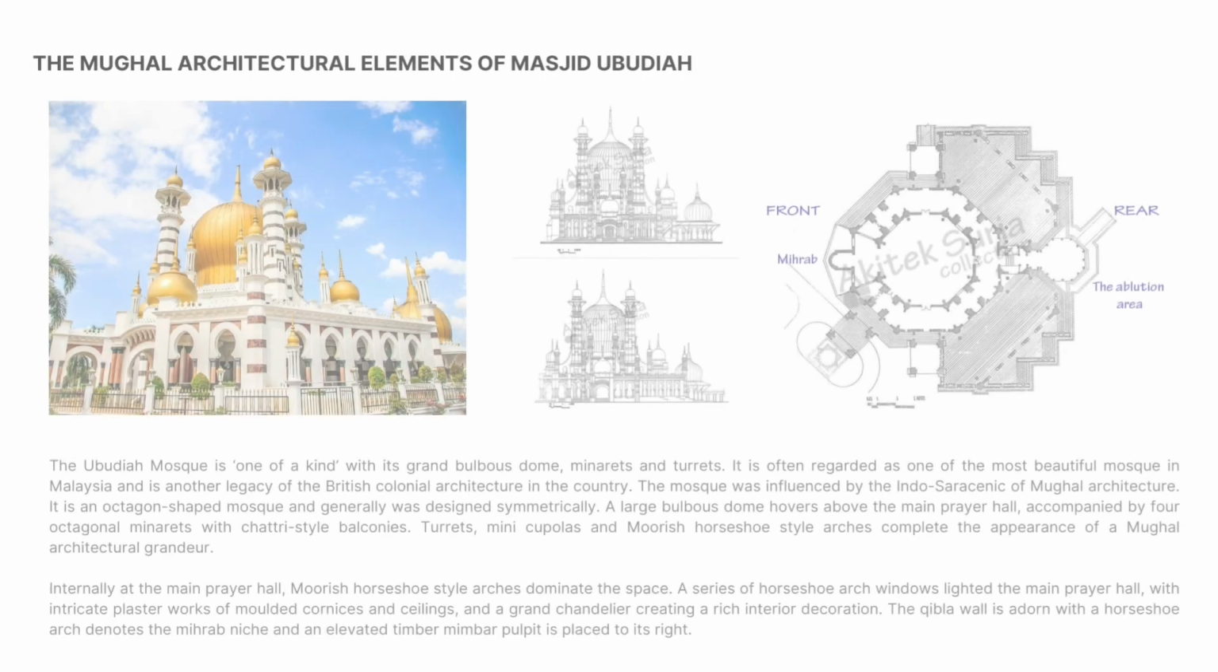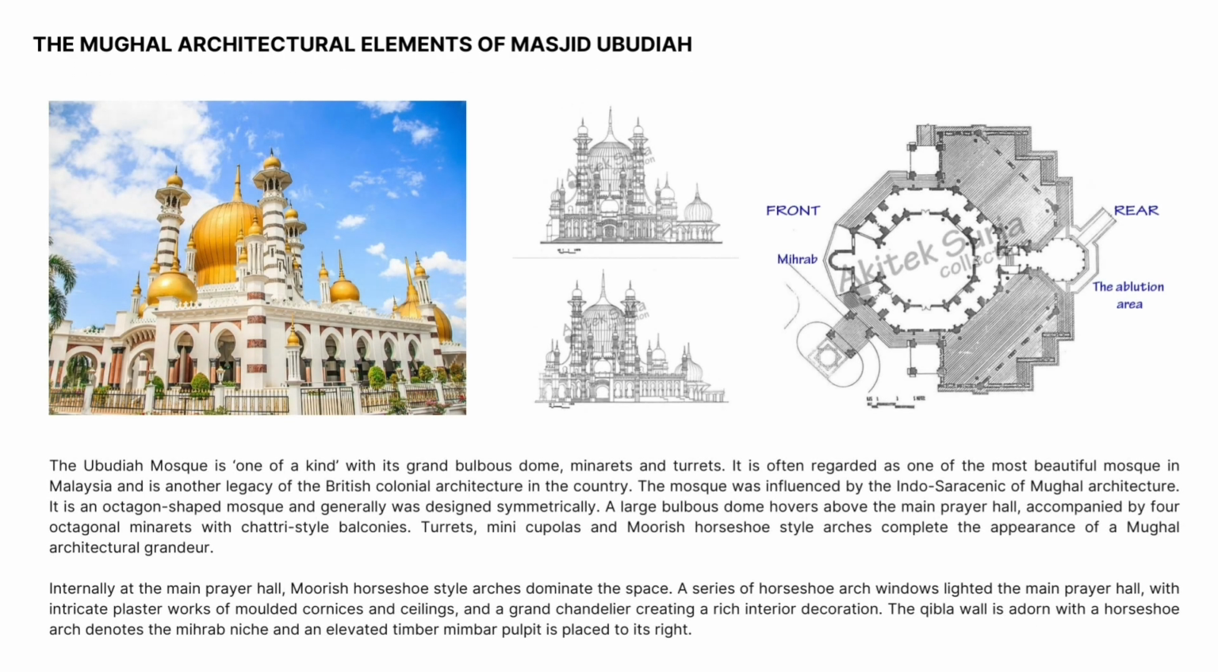The Mughal architectural elements of Masjid Ubudiyah. Masjid Ubudiyah is one of a kind with its grand bulbous dome, minarets and turrets. It is often regarded as one of the most beautiful mosques in Malaysia and is another legacy of the British colonial architecture in the country. The mosque was influenced by the Indo-Saracenic of Mughal architecture.